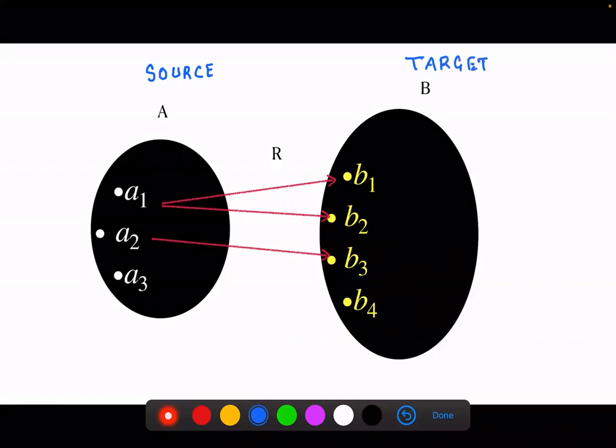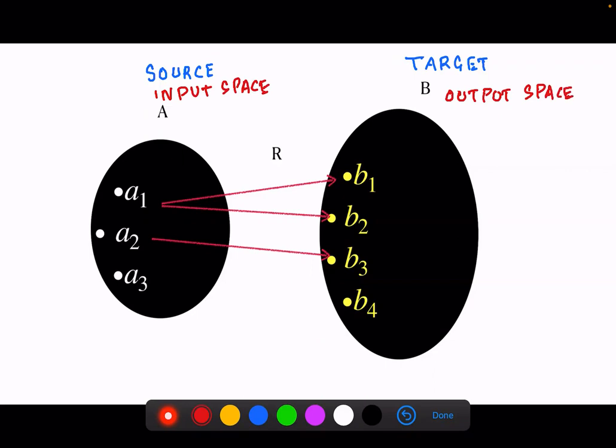You can actually use some other words. You can also say that your A is kind of an input space, because you are working on elements in set A and then trying to generate elements in set B. So you can say that B is your output space. These ideas you can carry in your head.